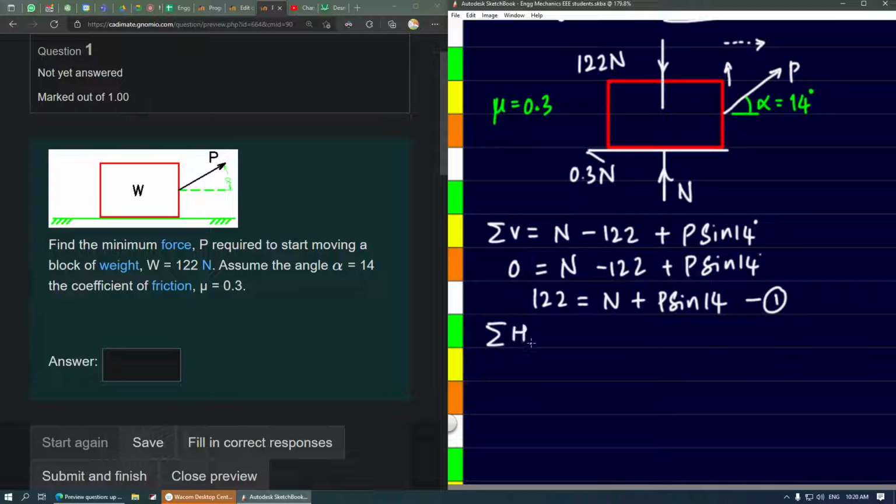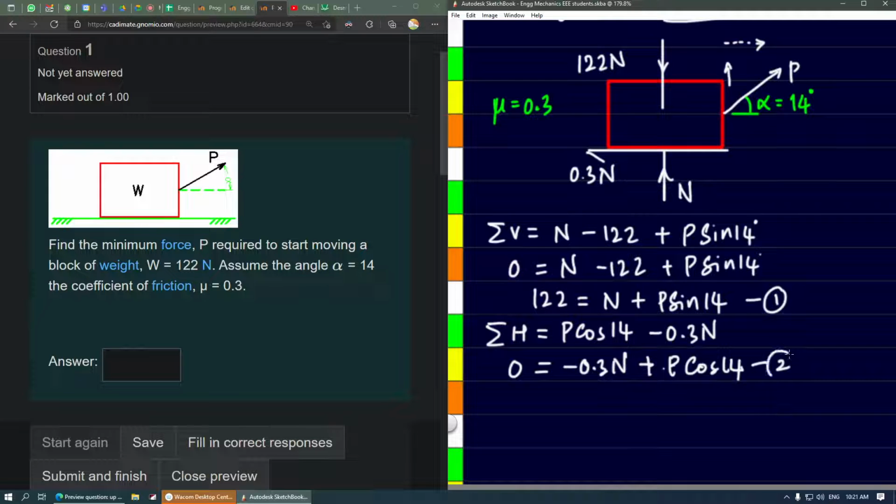Next, we'll have to take the sum of horizontal components from the same free body diagram. So P cos of the angle 14 degrees, that is acting right side, hence positive. 0.3 N is acting on the left side, hence it's negative. The sum of all the horizontal components has to be 0 because it's a problem of statics. Let's put it in the correct standard format. N needs to come first, so minus 0.3 N and P goes here, so that is P cos 14 equals 0. Let's call this equation number 2.